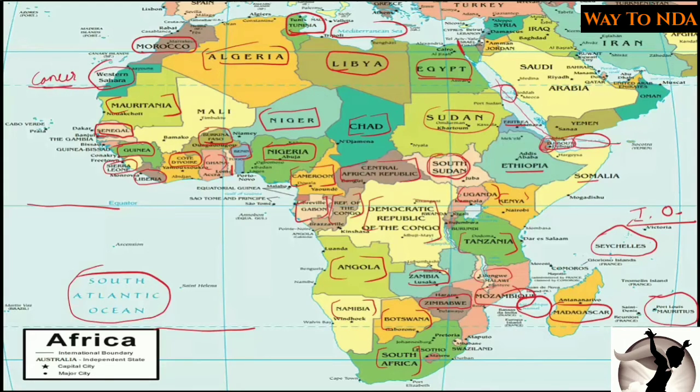Now this is going through Western Sahara, then further it is going through Mauritania, then again it is going through Mali, then again it is going through Algeria, then further it is going through Libya, then it is going through Egypt. Okay, so these are the countries through which the Tropic of Cancer is passing.